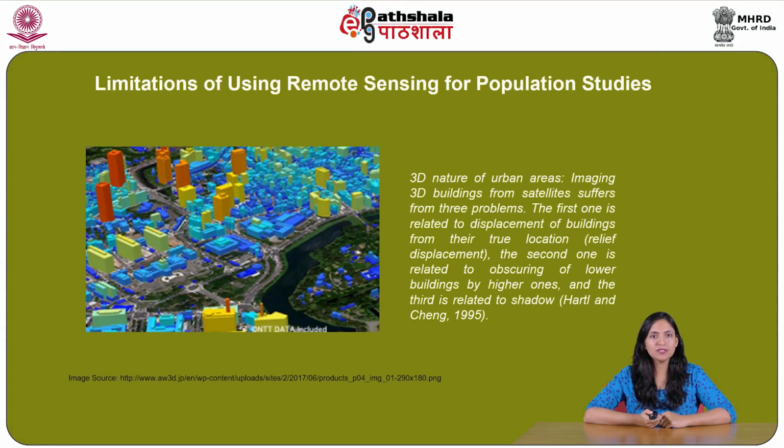3D nature of urban areas: imaging 3D buildings from satellites suffers from three problems. The first is related to displacement of buildings from their true location, which is also called relief displacement. The second is related to obscuring of lower buildings by higher ones, and the third is related to shadow.